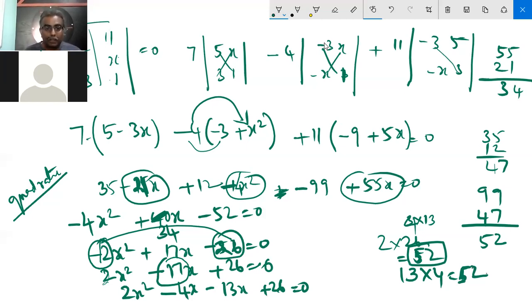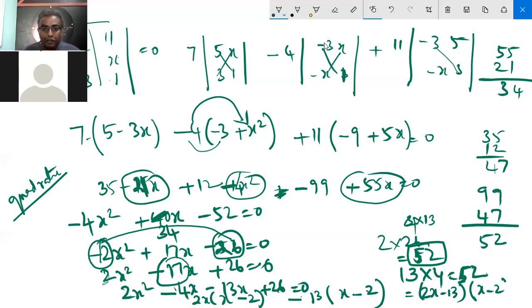Now, 2x you can remove out. 2x, if you remove out, x is remaining. And then minus 2. Okay, minus 2 into 2x is equal to minus 4x. Again, 13 you remove. x minus 2. Minus 13 into minus 2 is equal to plus 26. Minus 13 into x is equal to minus 13x. So again that becomes 2x minus 13 into x minus 2. Remember this and this should become one factor, 2x minus 13 and into x minus 2.